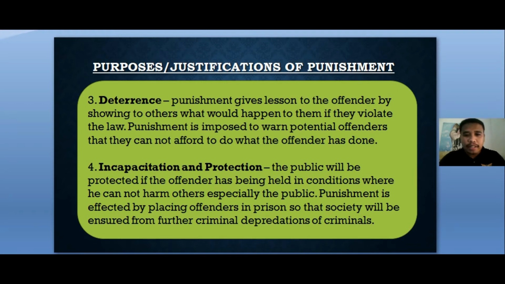So the fourth justification of punishment is incapacitation and protection. The public will be protected if the offender is being held in conditions where he cannot harm others, especially the public. Punishment is affected by placing offenders in prison so that society will be insured from further criminal depredations of criminals. So one of the justifications of punishment is to protect the public from the criminal behavior of the perpetrator. And one way to protect the public is to put the person into jails or to put the person into penal institutions.